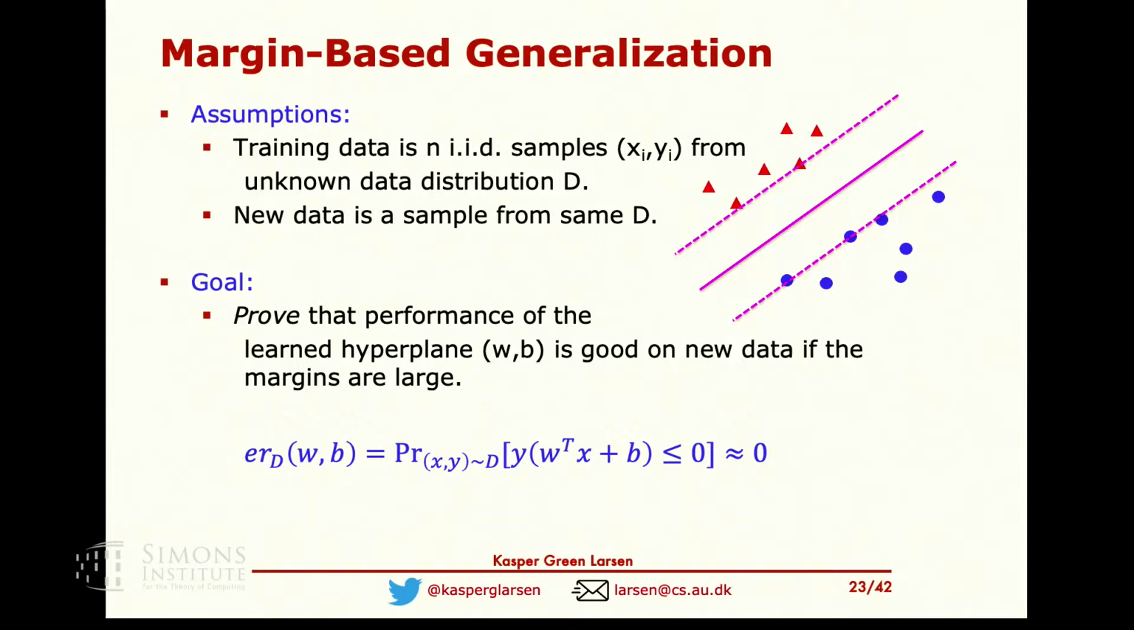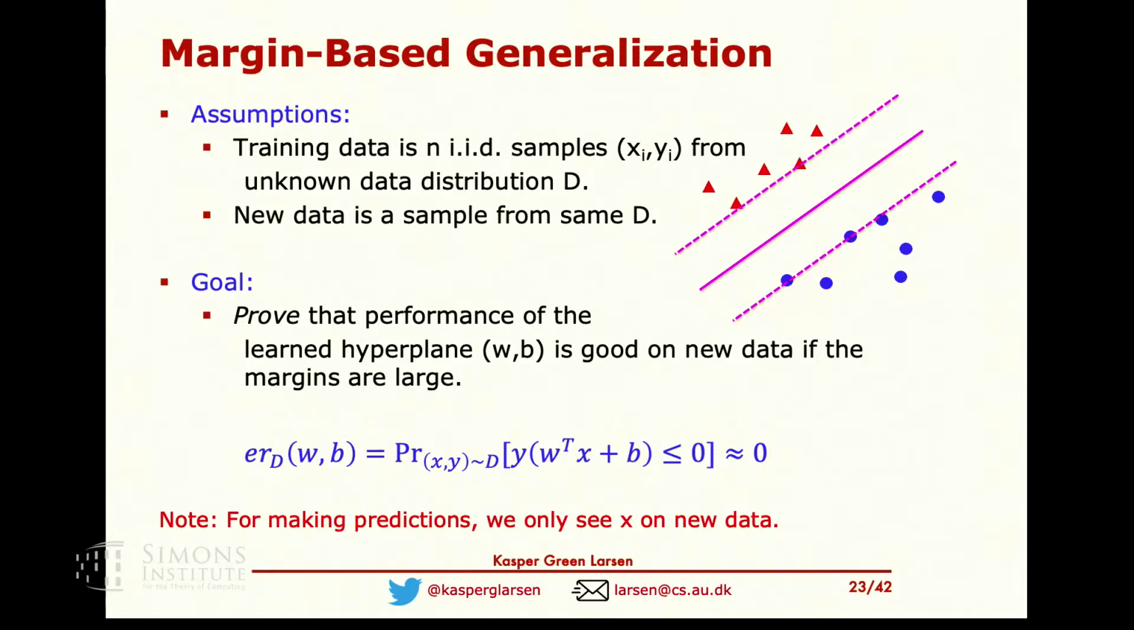So we're just looking at the chance of mispredicting the label, and we want to argue that this is small if you have good margins. And just to make clear, when you make new predictions, we only see X. We can make predictions without knowing Y. We just need to take the sign of this part.